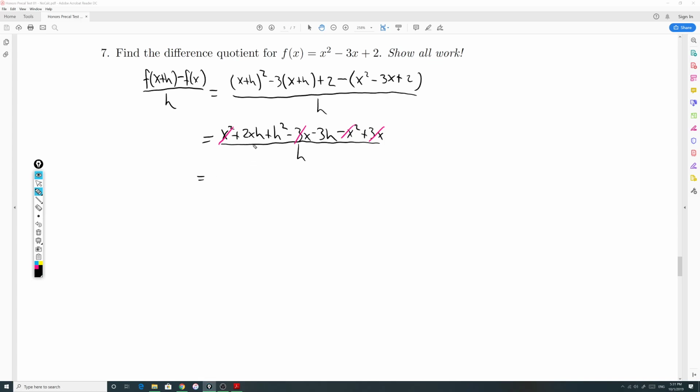So let's see what's left. We have a 2xh plus h squared minus 3h. Notice all of those have an h in them, so you can factor that out. And when you do, you'll see that the h that you factored out cancels in the top and bottom, leaving you with the difference quotient, 2x plus h minus 3. It doesn't matter what order you write the terms in, so I'm just going to leave it like that. So definitely pause this one if you missed that question, but otherwise we'll move on.